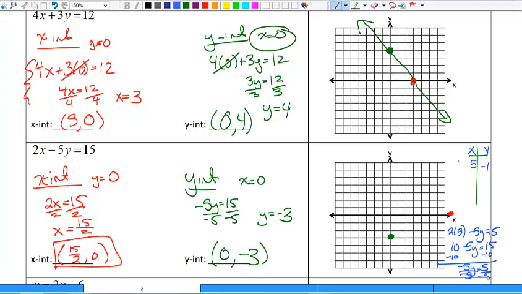So if you wanted to, this is not required, but if you wanted to get another point that was whole, you could see that they are collinear and you wouldn't necessarily need to draw the 15 halves if that was a little uncomfortable for you to draw a fraction. Either way will work.